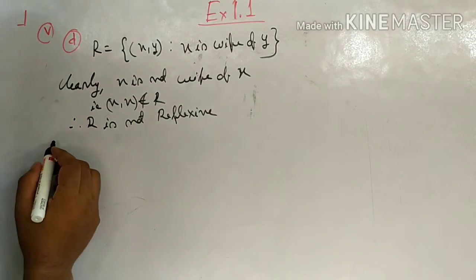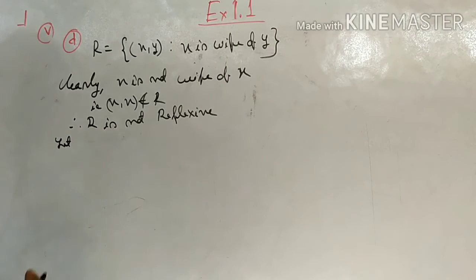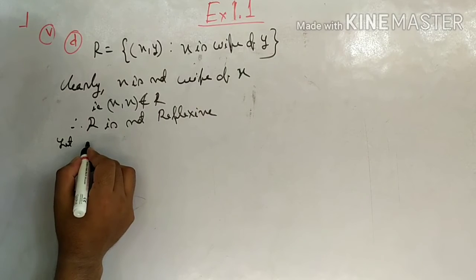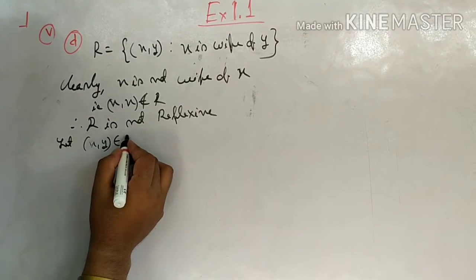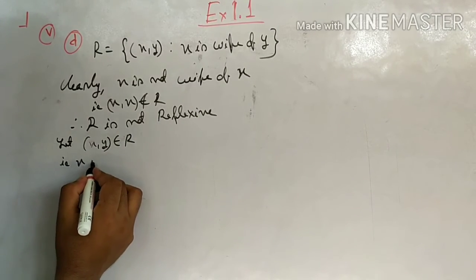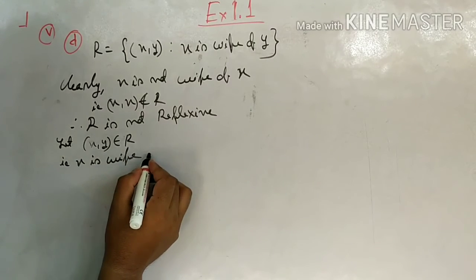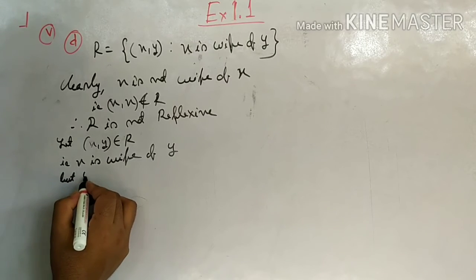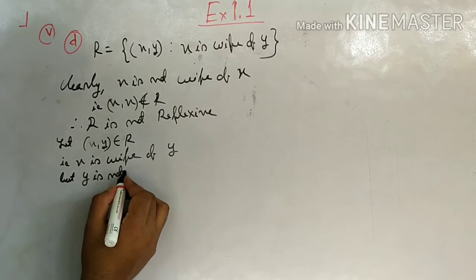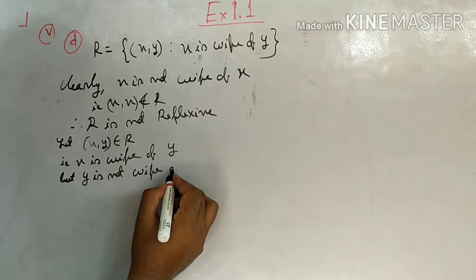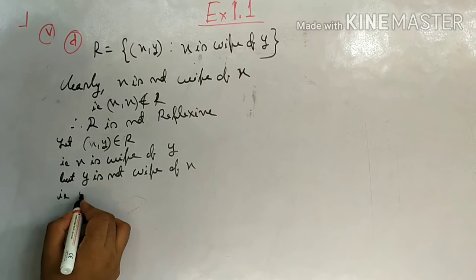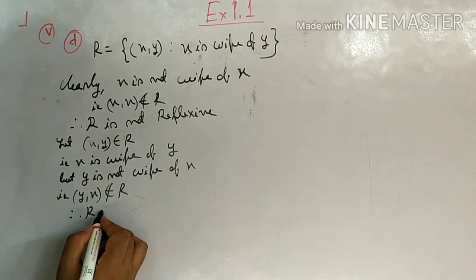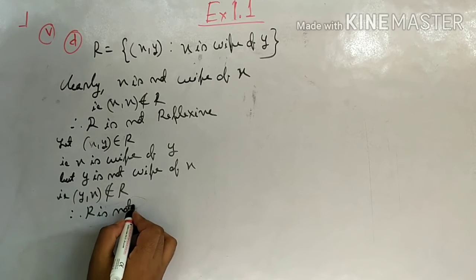Next, let (x, y) belong to R. Therefore x is wife of y, but y cannot be wife of x, so y is not wife of x. Therefore (y, x) does not belong to R. Therefore R is not symmetric.